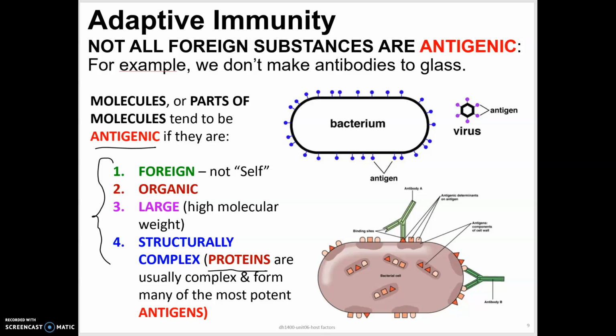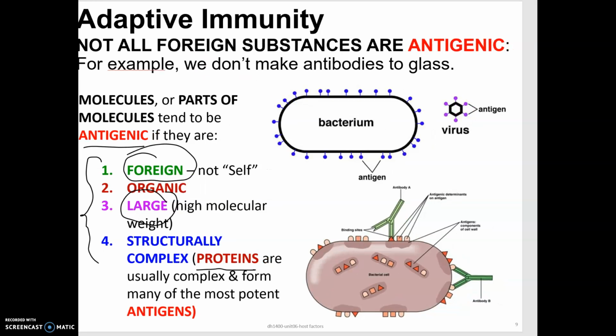One of the things that make a really good antigen is a protein, because it is structurally complex. It's organic. It could definitely be foreign. We will recognize any proteins that don't belong in our body, and it's large. It's going to have a high molecular weight. So very often, antigens are proteins. But these are the four things that we would need to make up an antigen.